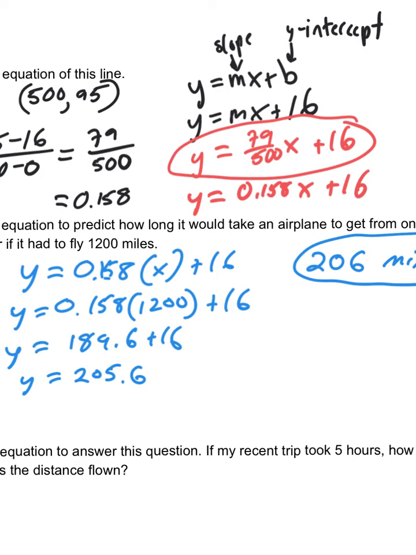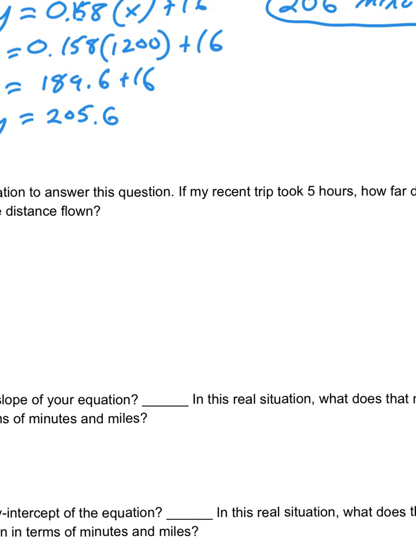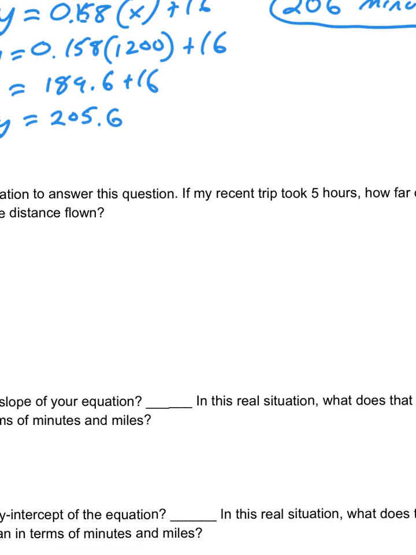All right, now that was plugging something in for x. The next part here is actually looking at the same equation in here, but this time they're giving me the time, which is the y, 5 hours. Now, my time is in minutes, and so I need to multiply 5 times 60 to get 300 minutes. That's an important part in here. All right, and so that's the first part here that I'm going to do.